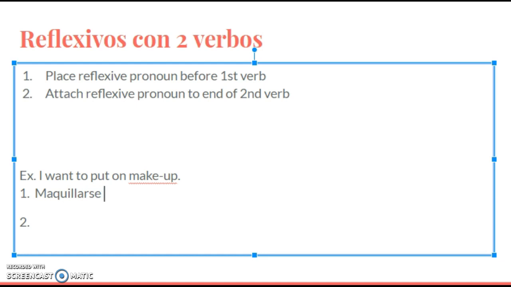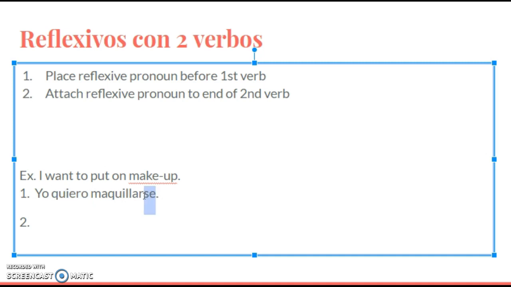So if I'm doing I want to put on makeup, maquillarse is to put on makeup. My subject is going to be yo. Oh, sorry, I forgot the I want part. So, quiero, I want. I'm conjugating my first verb since it's the first verb in the clause. So I want to put on makeup. Yo quiero, I want to put on makeup, maquillarse.